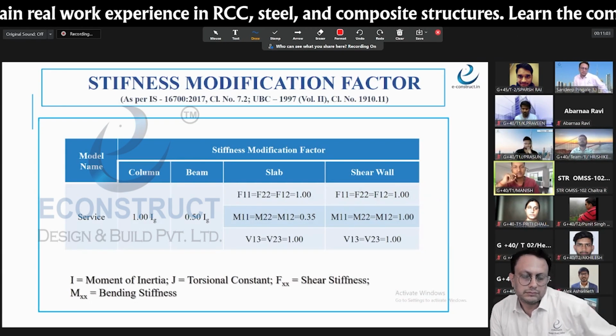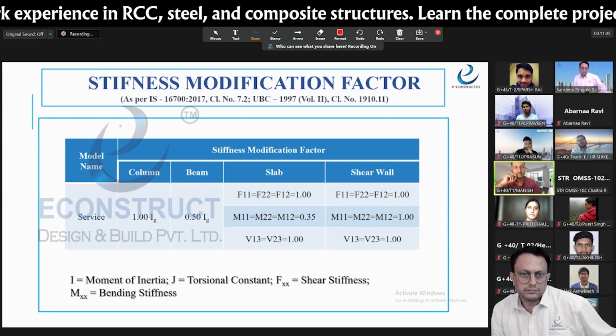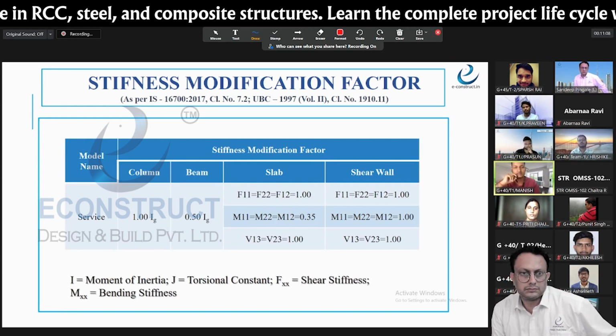And this is the stiffness modification factor for the service. Next slide.